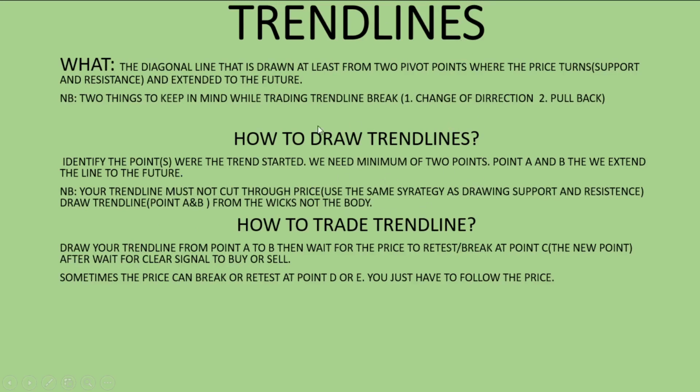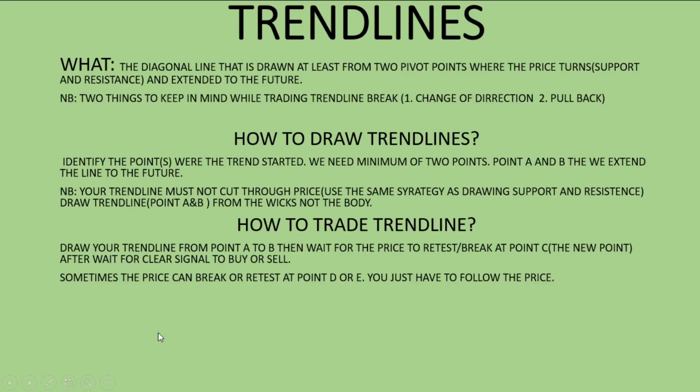Waiting for point C in anticipation that the price will bounce the next time it touches that trend line, or it will break and retest. Okay? From the wicks, not the body. We don't draw from the body close, we draw from the wicks, just like the way we draw our support and resistance. How to trade trend lines then?